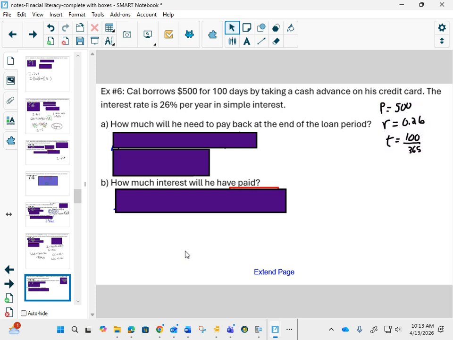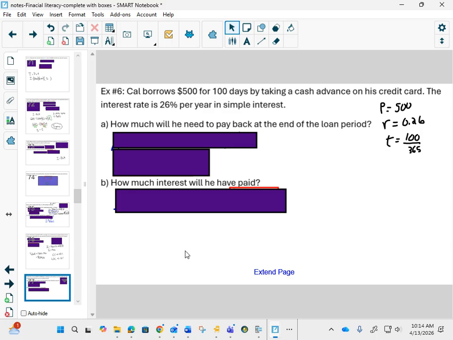What do we got here? Cal borrows $500 for 100 days by taking a cash advance on his credit card. Cash advances are sometimes even worse. So you don't have money in your bank account. You need cash. You go to a debit machine and you put in your credit card. It accepts it. You put in your PIN. It says, how much money would you like?